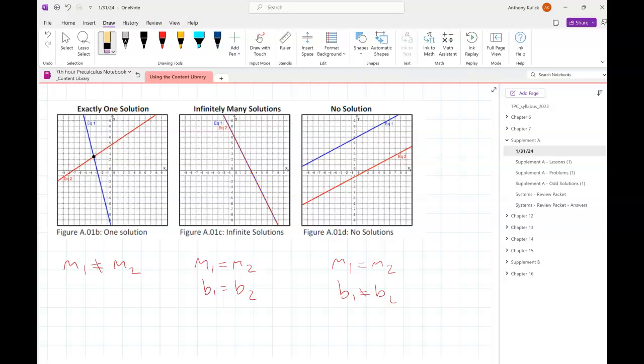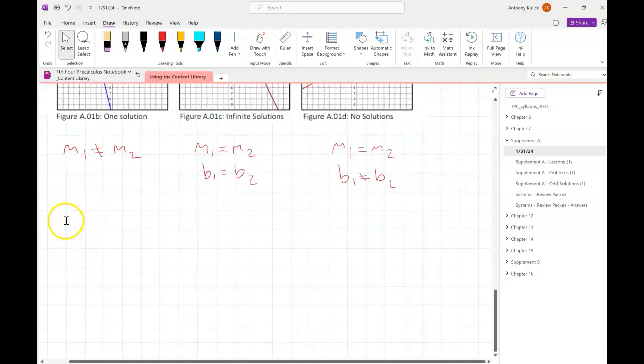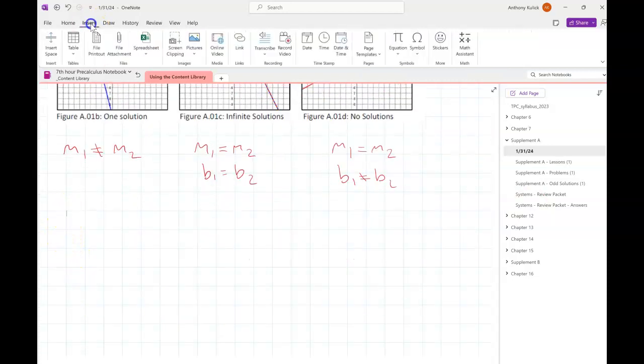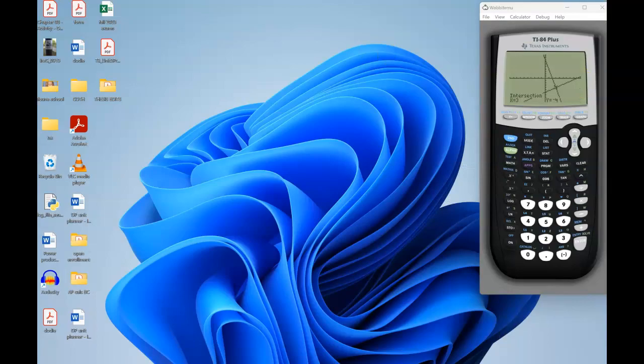Now, the only one that would really require me to actually graph the thing is if there's one solution, because I have to specify the x, y. But in the other two cases, looking at the equations is good enough. I don't have to graph anything. All right, let's look at an example to just kind of drive this idea home.